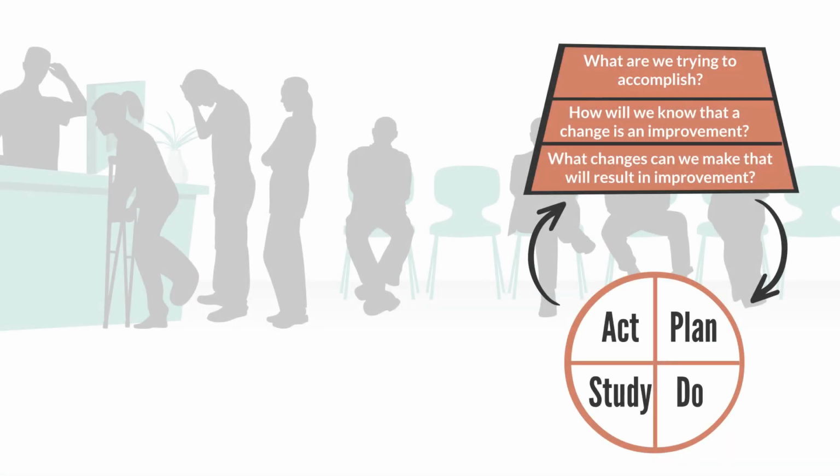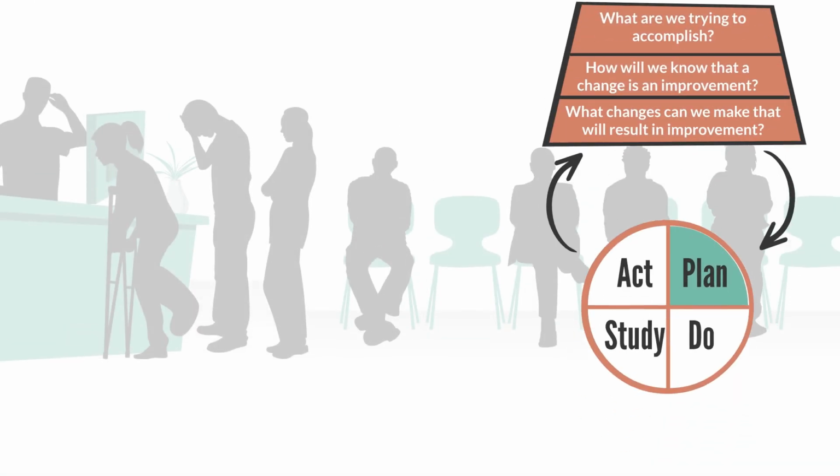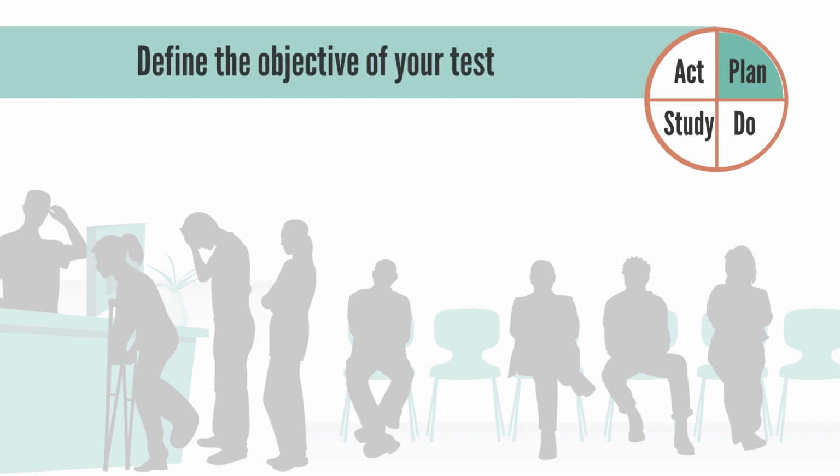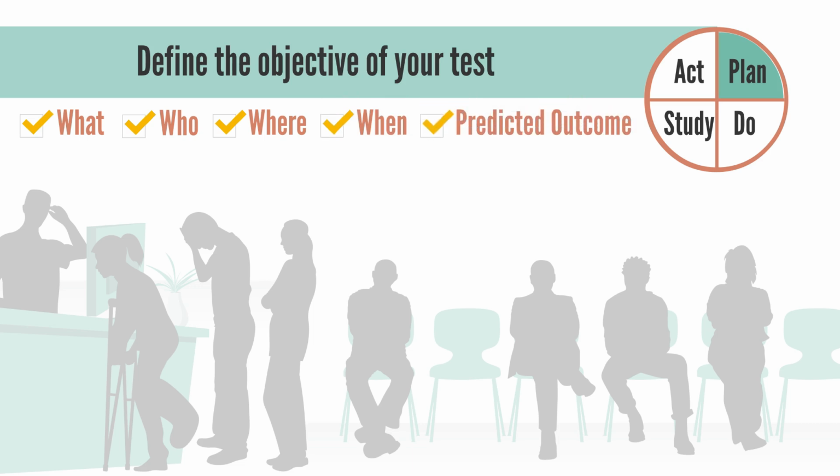The first step is to plan. The purpose of the planning phase of the cycle is to define the objective of your test. Prior to engaging in the test, you will want to define what specific change you will test, who will perform the test, where it is taking place, when it will occur, and what is the predicted outcome. Be sure to start small and scale up from there. Maybe you will limit the number of people involved or the time frame for the test before moving on to bigger, more elaborate testing of an intervention.